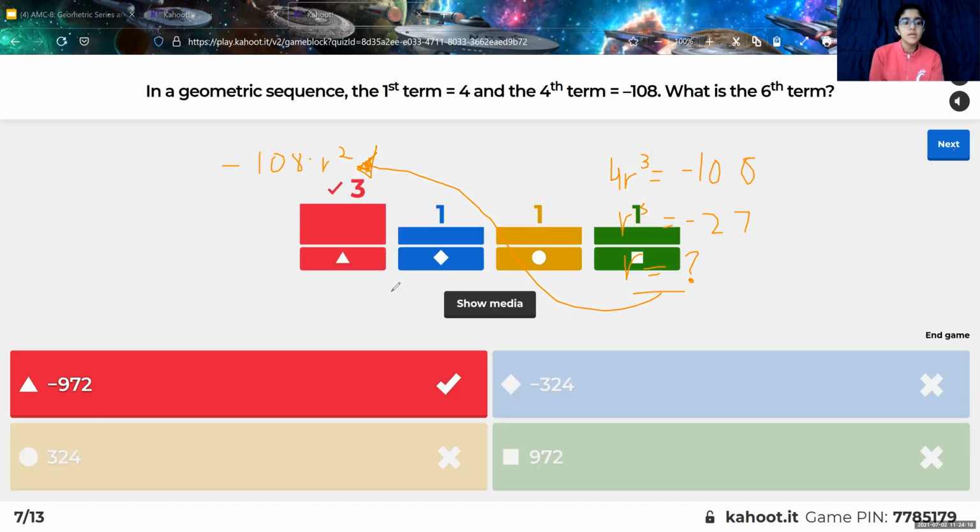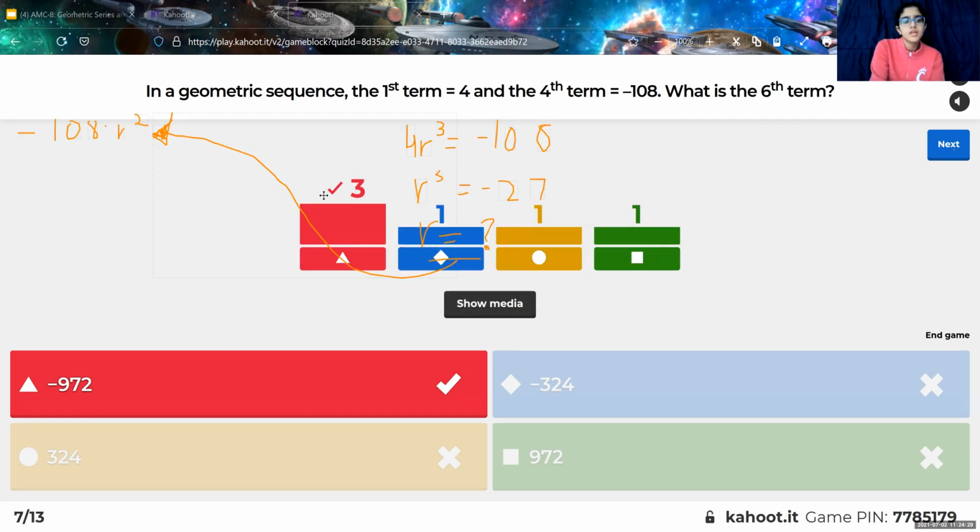Okay, so the answer would be negative 972. So 3 people chose the wrong answer. So, okay, let me just quickly move this.